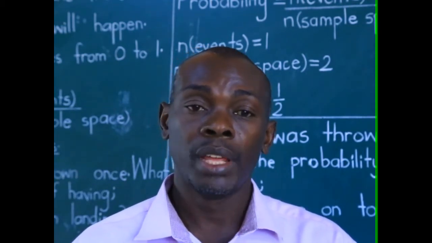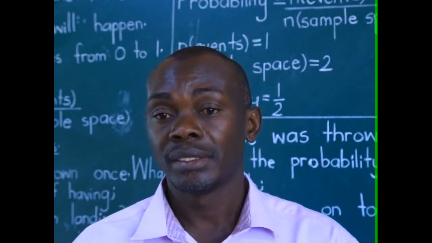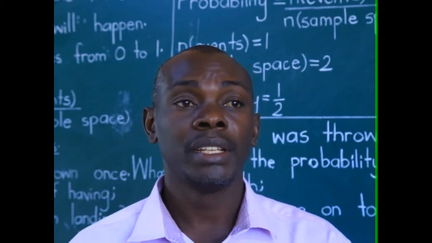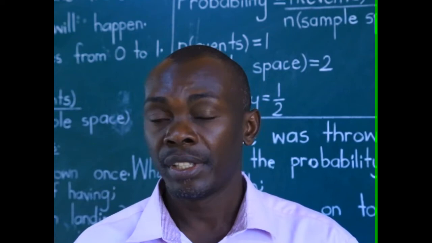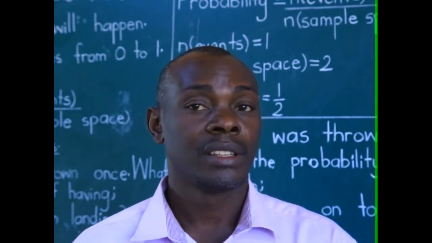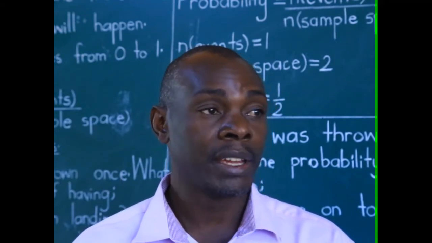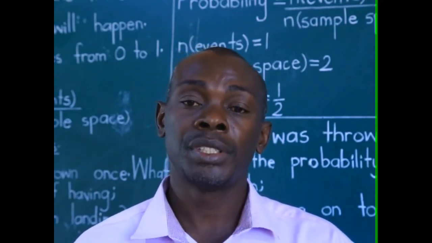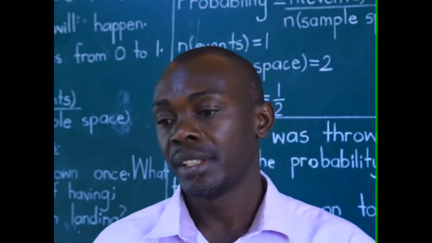Then when is probability 1? Probability is 1, or it's at a climax 1, when the event is natural. For example, what's the probability that the sun will set today? That one is automatically made by the creator. So probability is 1, because the sun must set every day.